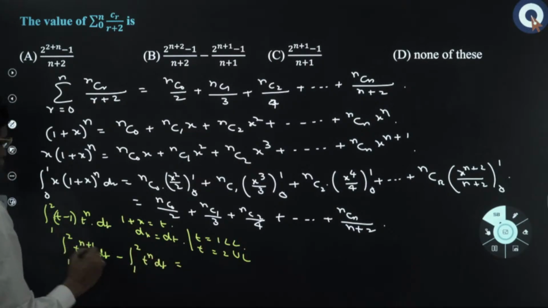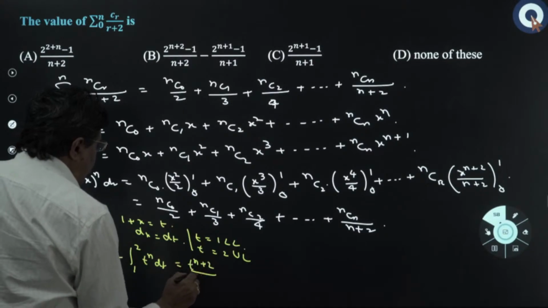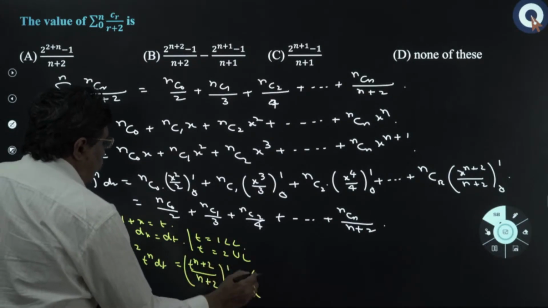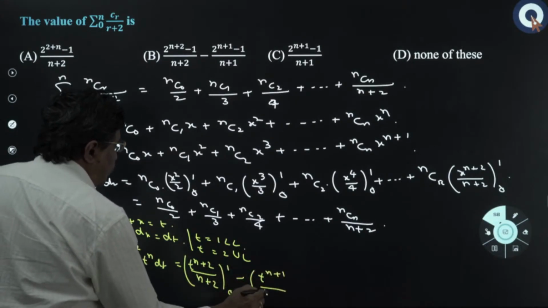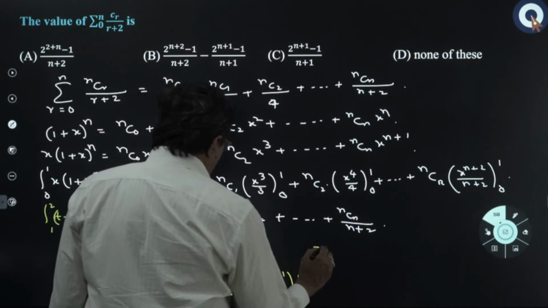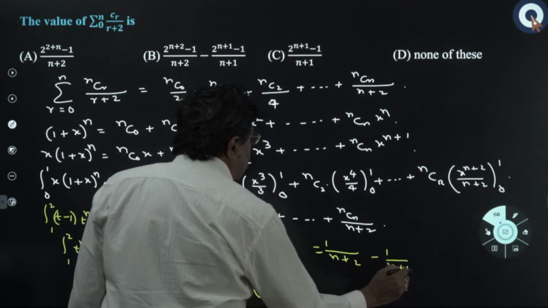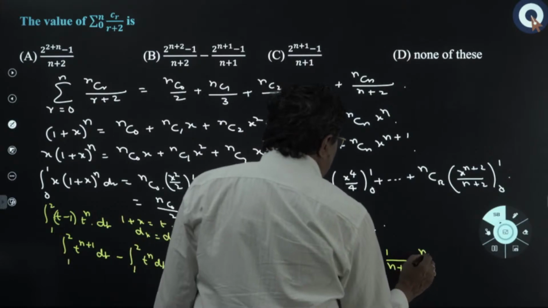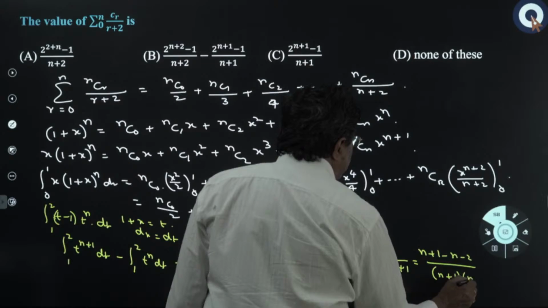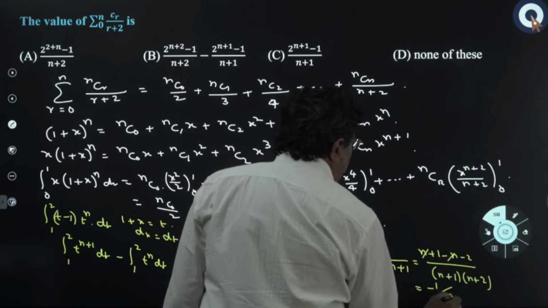So this is now t to the power of n plus 2 by n plus 2 minus t to the power of n plus 1 by n plus 1. So this becomes 1 by n plus 2 minus 1 by n plus 1, which is n plus 1 minus n minus 2 by n plus 1 into n plus 2, which is minus 1 by n plus 1 into n plus 2.